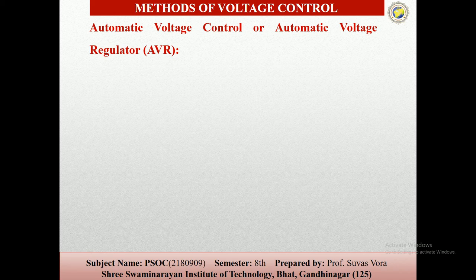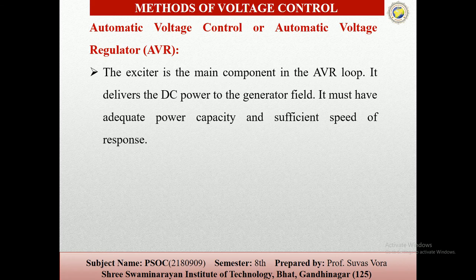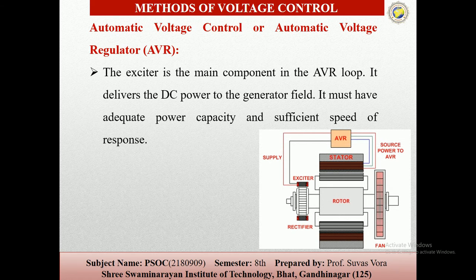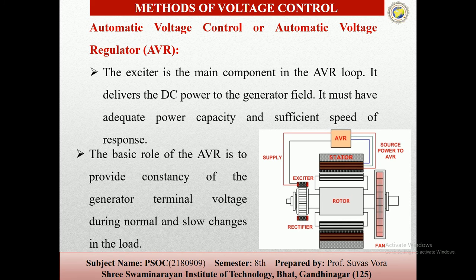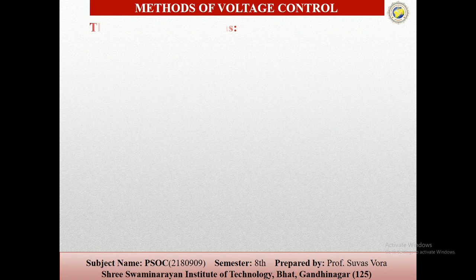Then after, we can see the AVR system, automatic voltage control. The AVR system is the automatic voltage control, and this is also called the automatic voltage regulator. The exciter is the main component in the AVR loop and it delivers the DC power to the generator's field. It must have adequate power capacity and sufficient speed of response. These are the AVR system, how to control the stator side. The basic role of the AVR is to provide constant generator terminal voltage during normal and slow changes in the load.